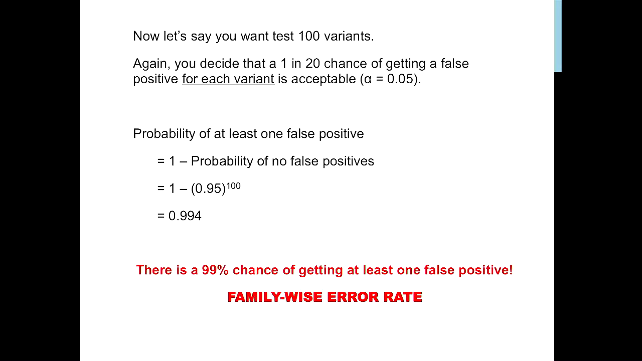And this probability of at least one false positive in a set of tests is called the family-wise error rate. And it's a huge problem, right? Because you're definitely going to get a false positive, and it's going to be a waste of time and money to be following up on these things that are just not true.